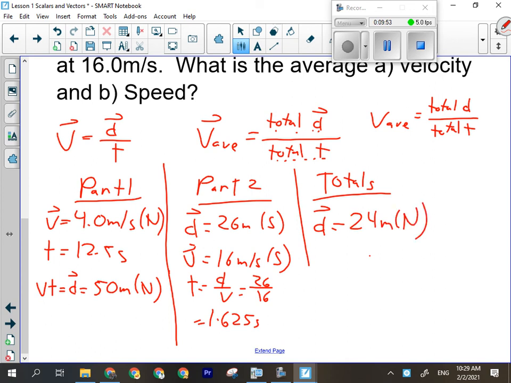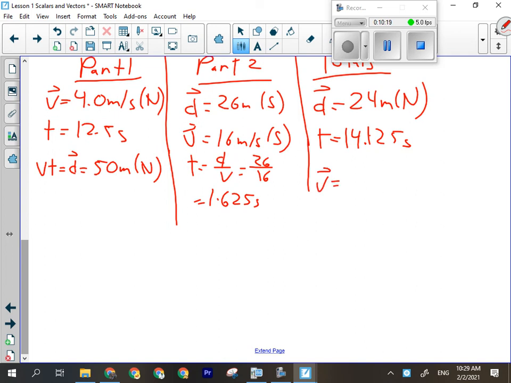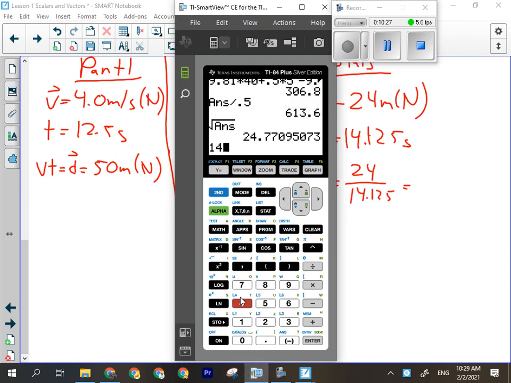Okay, I've got 12.5 seconds and 1.625 seconds. So I've got 14.125 seconds, is that right? Yeah. Okay. As my total time. All right, can I calculate my average velocity now? I can. So if I do that, my average velocity will be 24 over 14.125. Oh, not 14, 24.